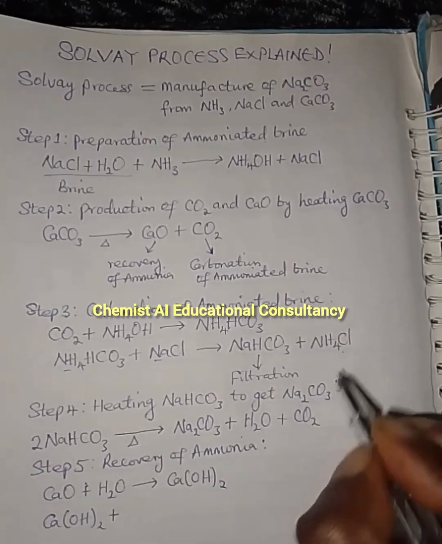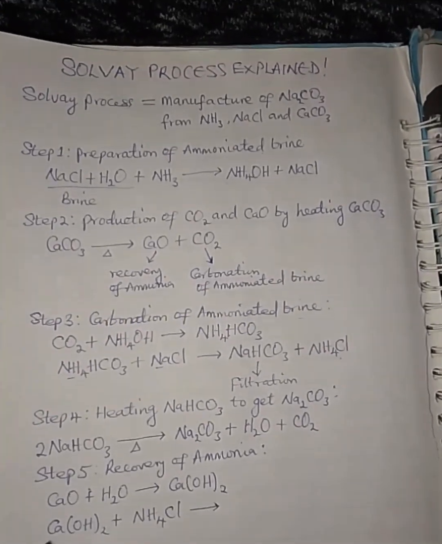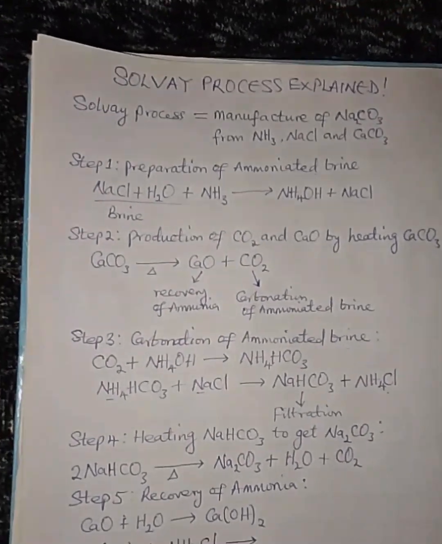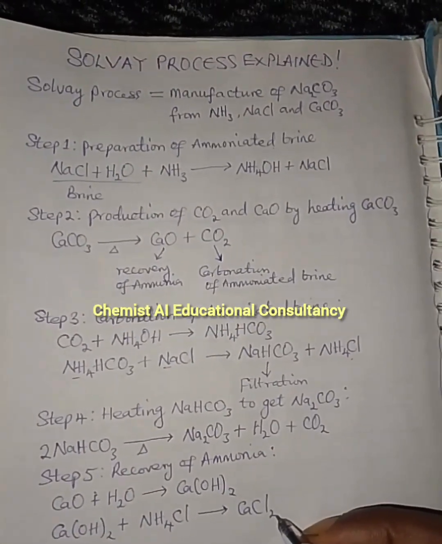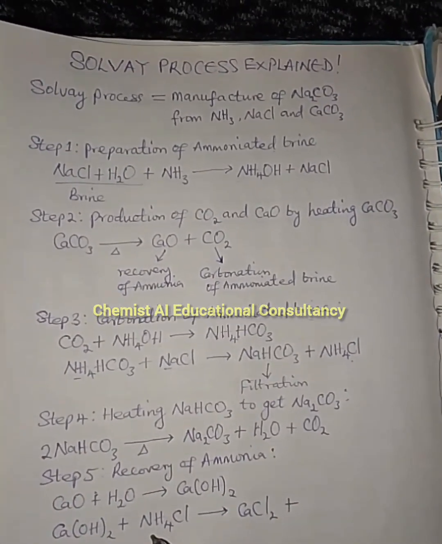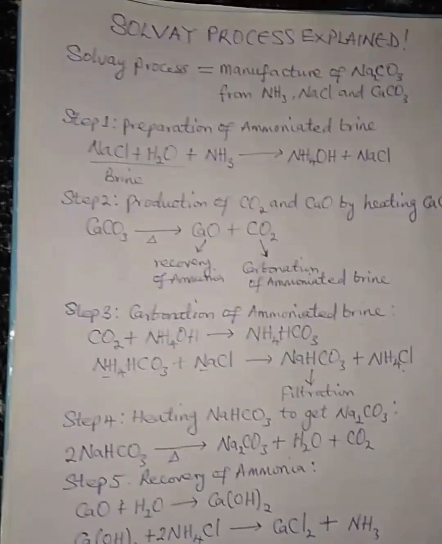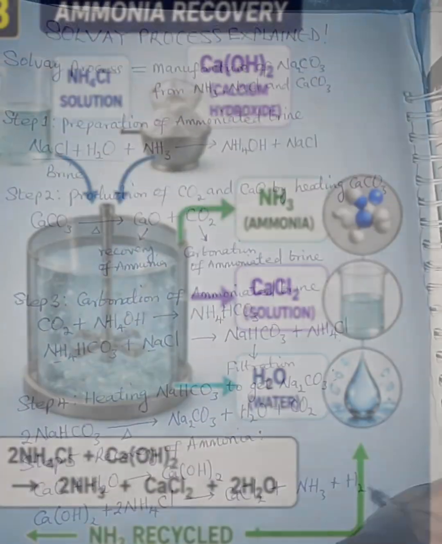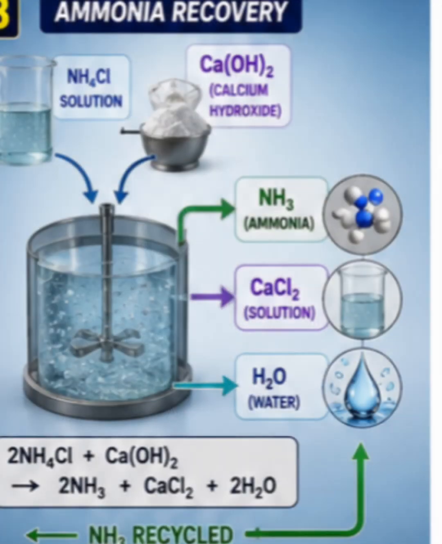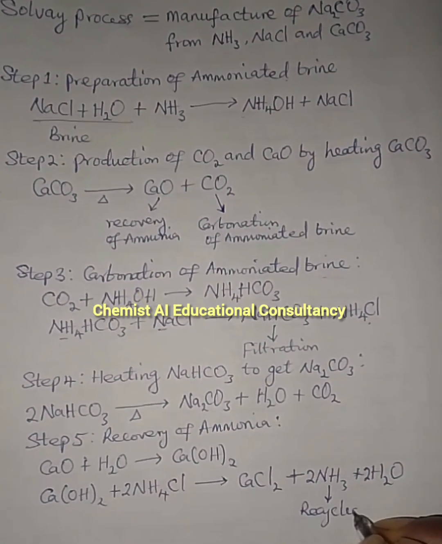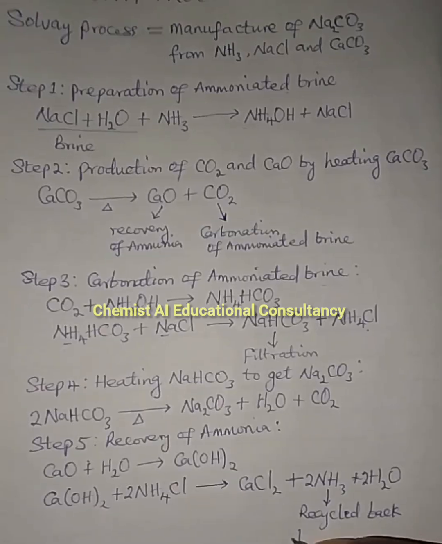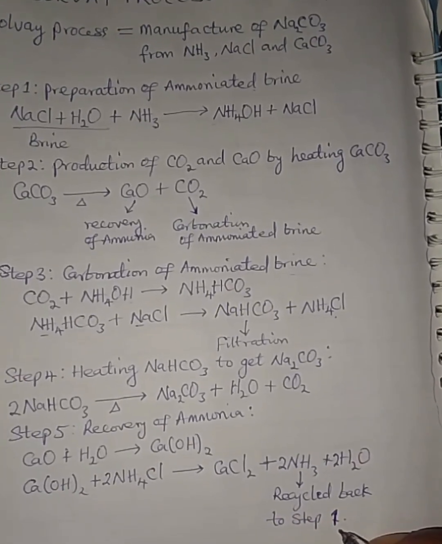So calcium oxide plus water gives us calcium hydroxide, and this calcium hydroxide will be reacted with ammonium chloride that was gotten in step 3. And what we are going to get, calcium will attack chloride, and we have calcium chloride. We have ammonia gas liberated, and another thing that will be formed is water, because ammonium chloride is acidic and calcium hydroxide is a base. So this is just like acid-base reaction to give salt, water, and ammonia. And when ammonia is finally recovered, it is quickly recycled back to step 1 for another Solvay process. And this is the end of Solvay process.